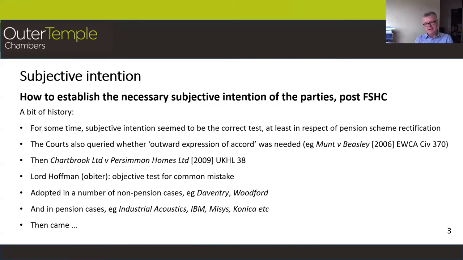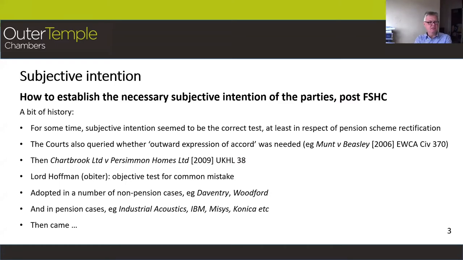So let me kick off with a little bit of history. I have assumed for the purposes of these first few slides a certain level of knowledge about what the test is for rectification of instruments, including pension scheme documentation. If anyone is in the least doubt about that, I know Michael, when he gets to his session, is going to do a recap of what the test is. So don't worry. A little bit of history, and I'll rattle through this fairly quickly.